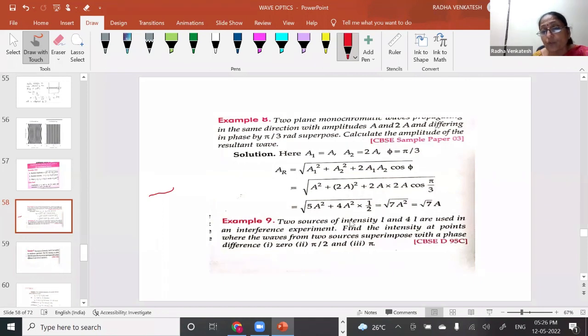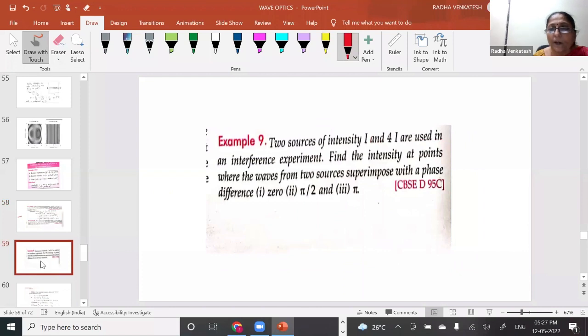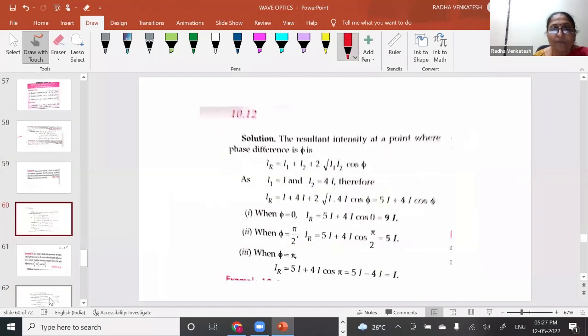The next one: two sources of intensity I and 4I are used in an interference experiment. Find the intensity at points where the waves from the two sources superimpose with a phase difference of 0, pi by 2 and pi. I think this is also simple. Nothing great about it. Should I discuss? So this is the formula. I1 is I, I2 is 4I, right? And get your answer. Is that fine?